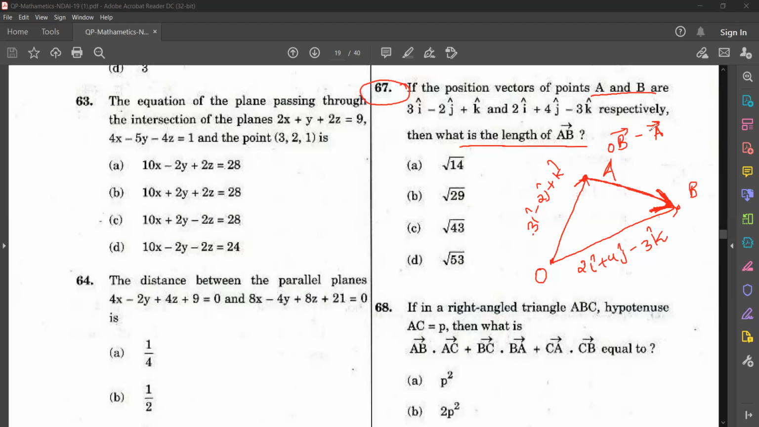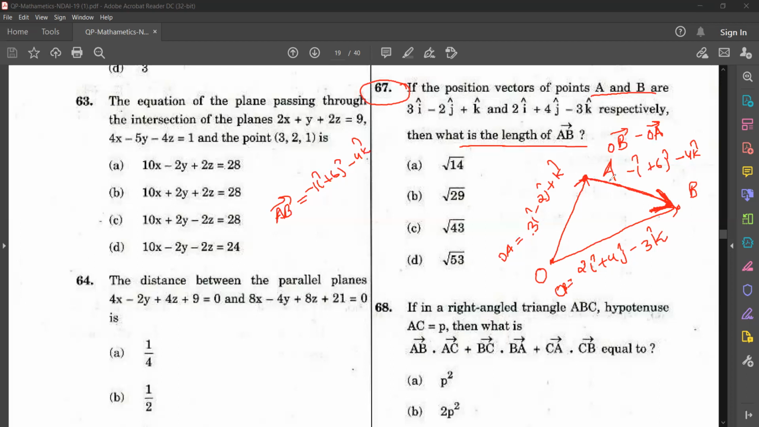Position vectors we usually denote as OB and OA. So this is OA, this is OB. So vector AB means OB minus OA. So 2 minus 3, minus 1 I cap, 4 minus minus 2, that is 6 J cap, minus 3 minus 1, minus 4 K cap. Okay, so that is AB vector. AB vector is minus 1 I cap plus 6 J cap minus 4 K cap.